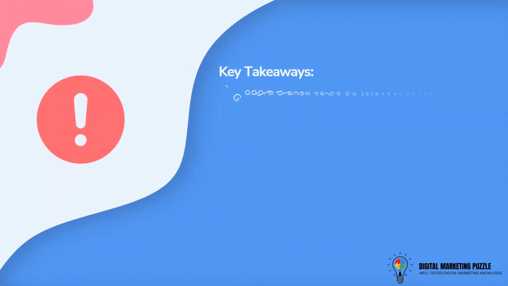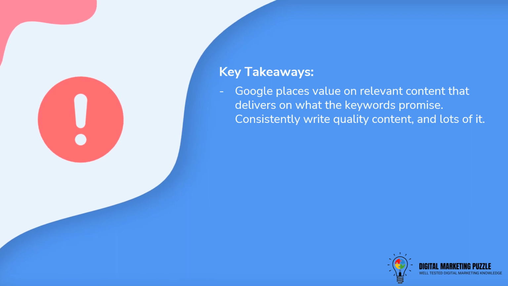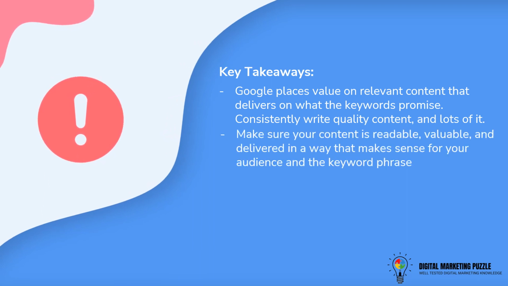Key takeaways. Google places value on relevant content that delivers on what the keywords promise. Consistently write quality content, and lots of it. Make sure your content is readable, valuable, and delivered in a way that makes sense for your audience and the keyword phrase.